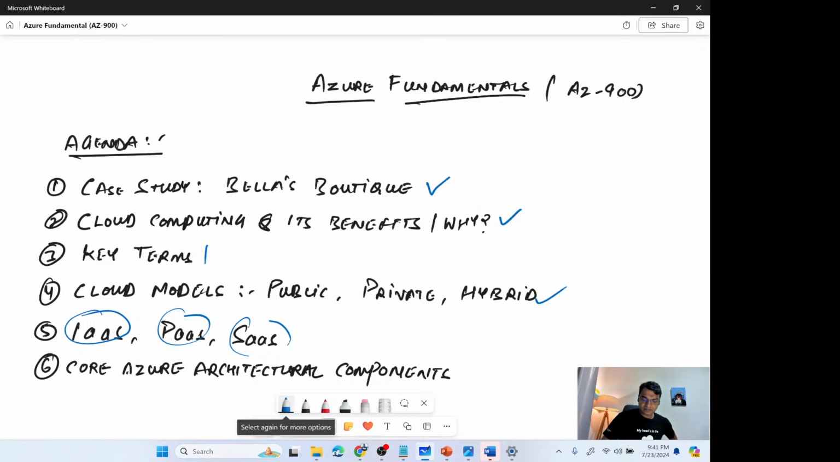And then in number 6, we're going to talk about core Azure architectural components.